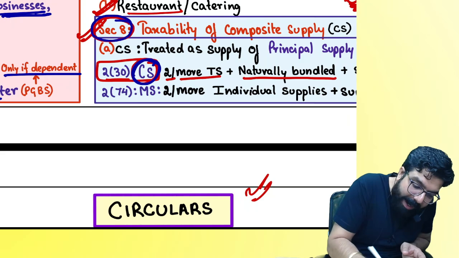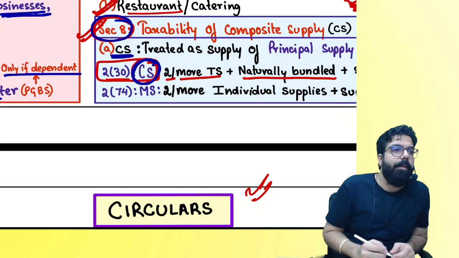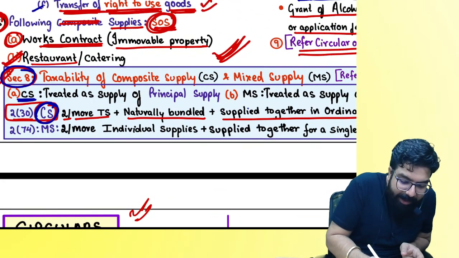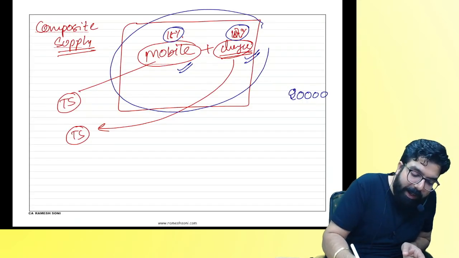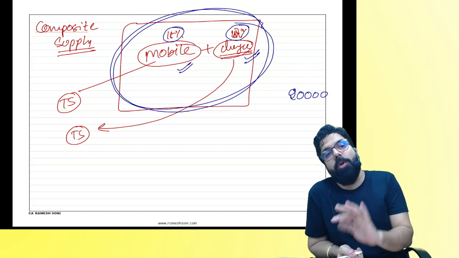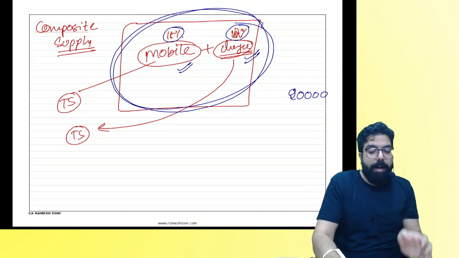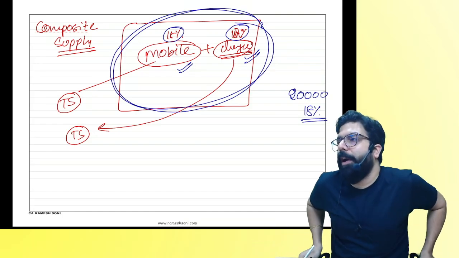Now, section number 8 says if something is a composite supply, please treat it as a supply of which supply? It means you will think that what is supplied, everyone? Mobile plus charger or only mobile? It will be treated as if mobile is supplied. Can you tell me what rate of GST will apply? Is my point clear to all? Can we go ahead, everyone?